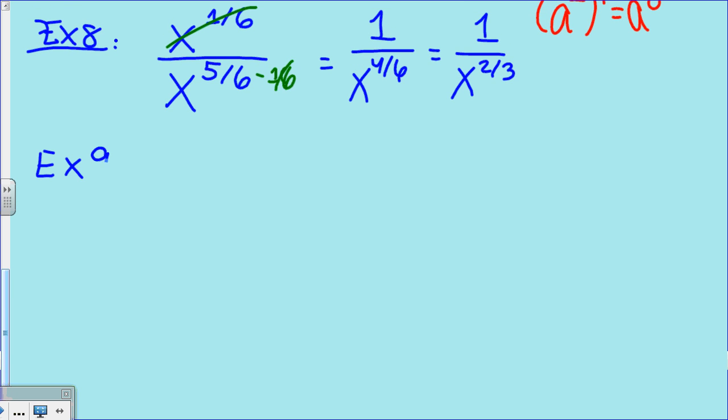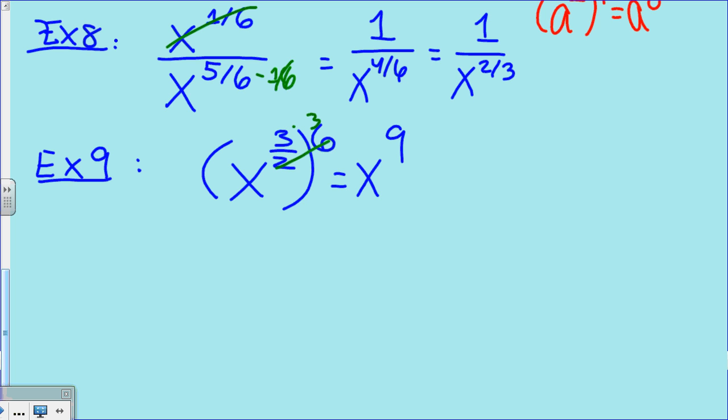Number 9. What if I had x to the 3/2 raised to 6? What is the rule? Oh, multiply. Okay. 3/2 times 6. Are there any shortcuts? Alright, 3 goes into 6 how many times? 2, and 3 times 3 is 9. Good.